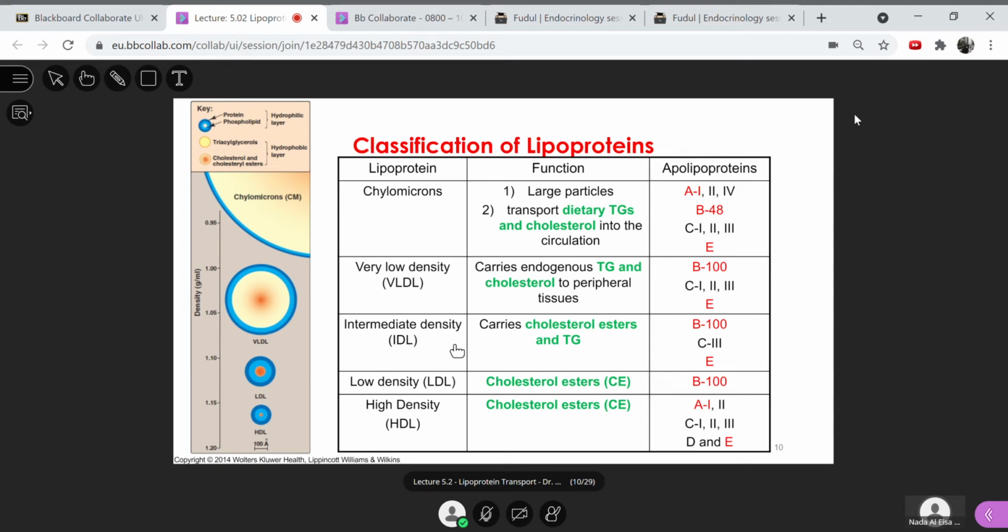The IDL or intermediate density lipoprotein is sort of a VLDL remnant particle. As VLDL is being metabolized in the circulation, it's converted to the intermediate density lipoprotein and then to the low density lipoprotein. So it's sort of a transition from this density to this density particles. So these three will surely still retain the ApoB100 because they are derived from VLDL.